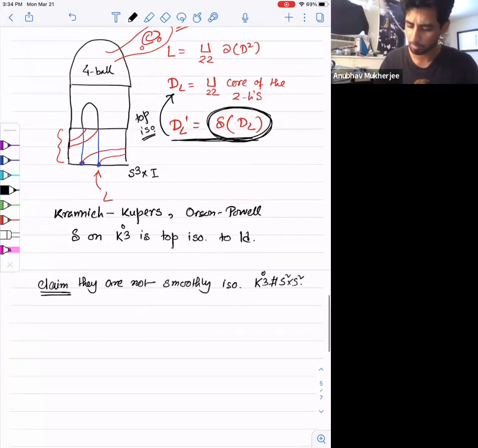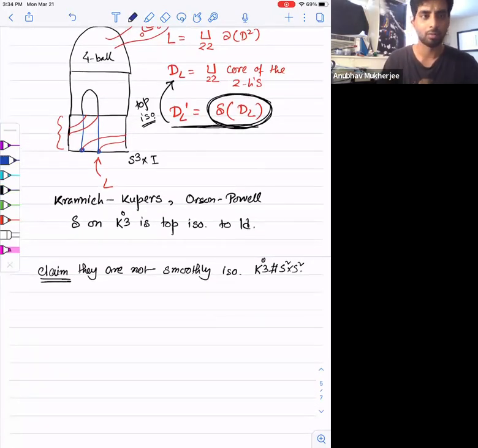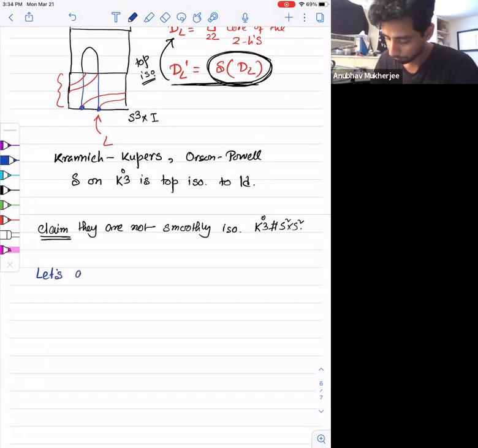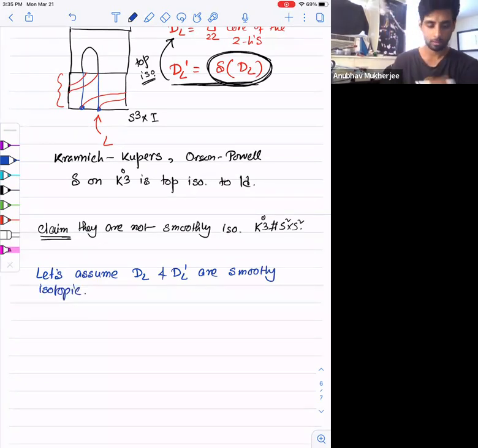So the proof is essentially we assume that they are smoothly isotopic, and we come up with some contradiction. So let's assume DL and DL prime are smoothly isotopic. And now we try to come up with some contradiction if that happens.